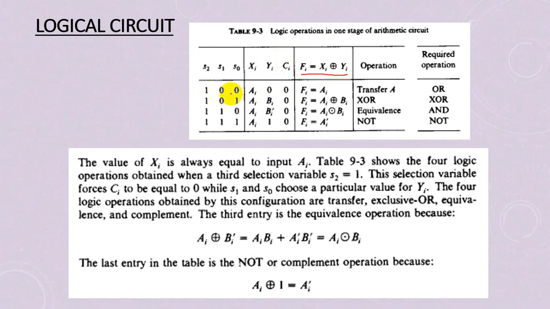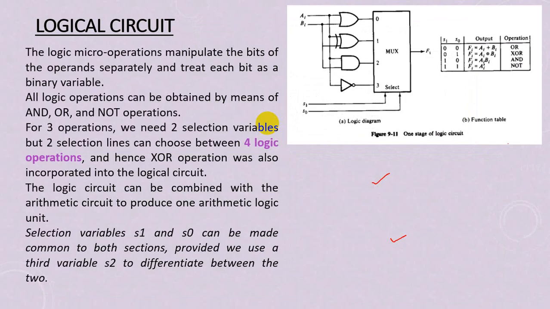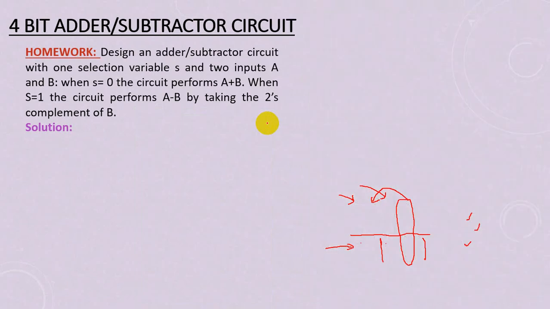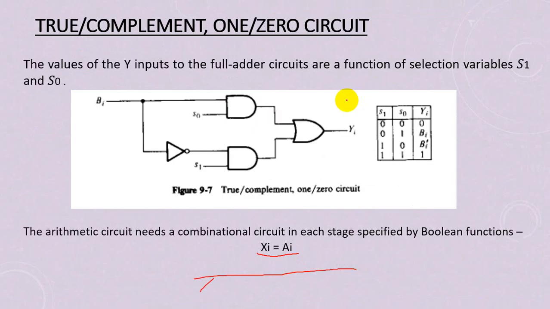When the selection pins S1 S0 are 0, 0, we already have this modification in our arithmetic design: 0, B, B bar, 1. That's our design, the arithmetic part. Let me show you. Where is this table? This one. 0, B, B bar, 1. That's the modification in the arithmetic circuit design.